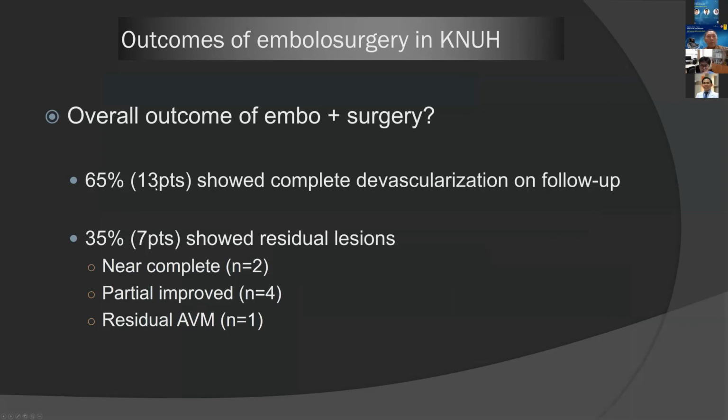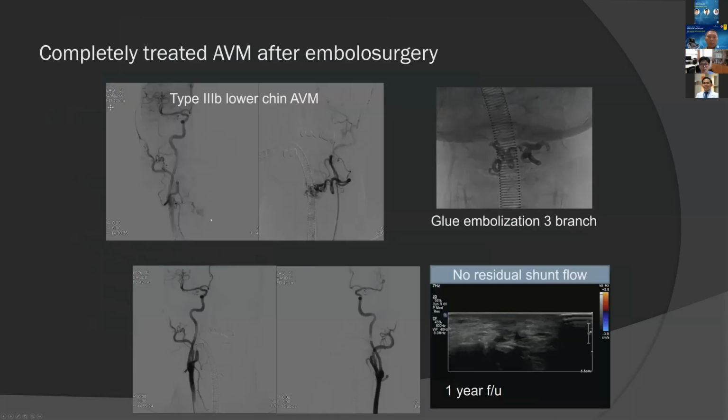In our data, 65% show complete devascularization after follow-up. However, 7 patients showed residual lesion: 2 were near complete, 4 were partially improved, and residual AVM was noted in 1 patient. This patient had a chin AVM. After glue embolization, the lesion completely disappeared. After the surgical resection, there was no recurrence.